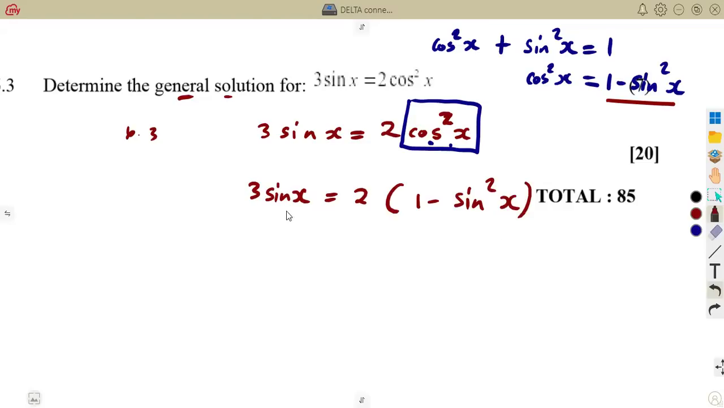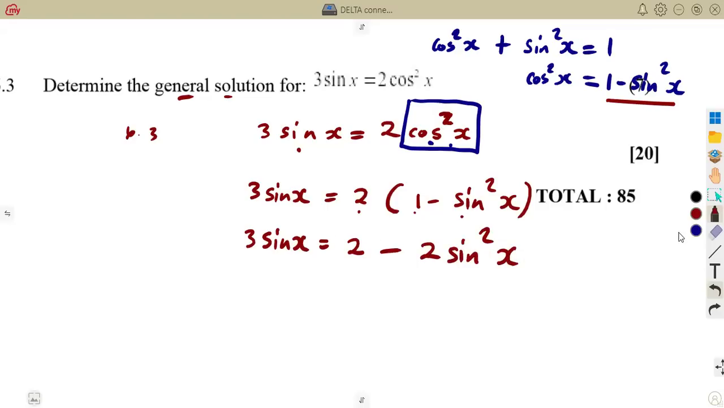At least, guys, I'm having only a sine in my equation, not a sine and a cos. It is difficult to change a sine to a cos, but for a cos squared there is an identity, so we can take advantage of that. It is now an equation left under sine only. Expand and see: 3 sine of x is equal to 2 times 1, which is 2, and 2 times this negative, negative 2 sine squared of x.